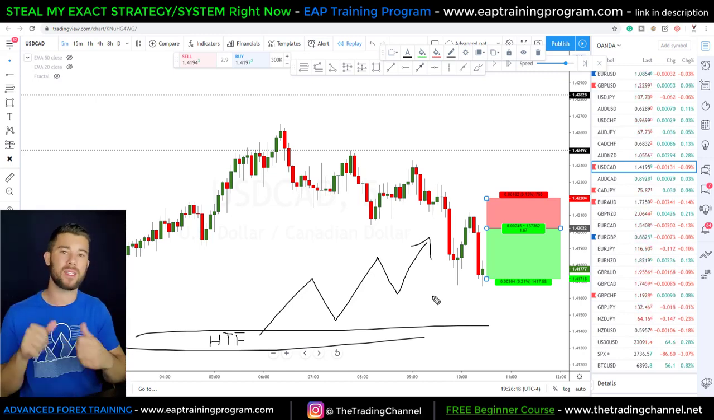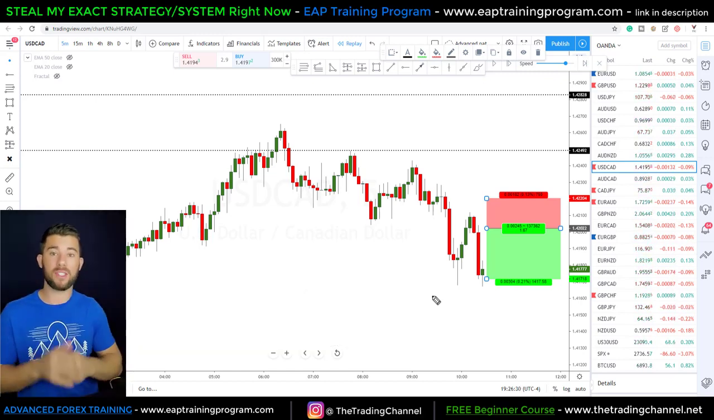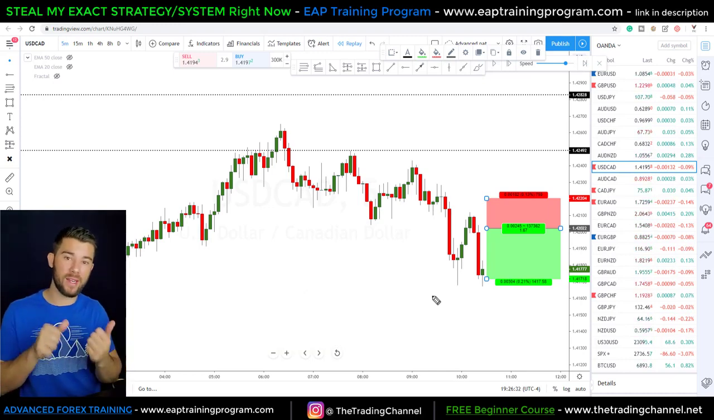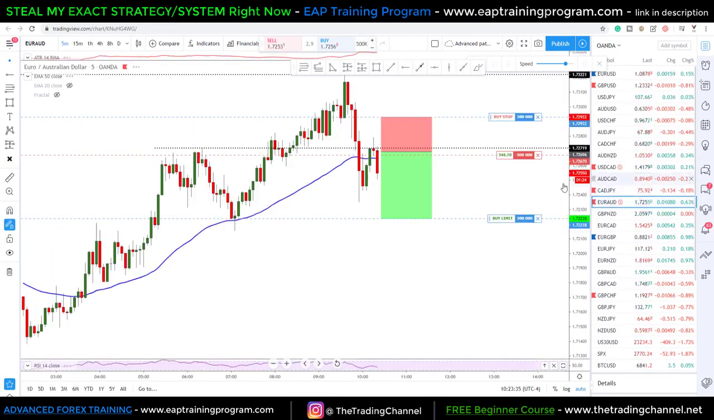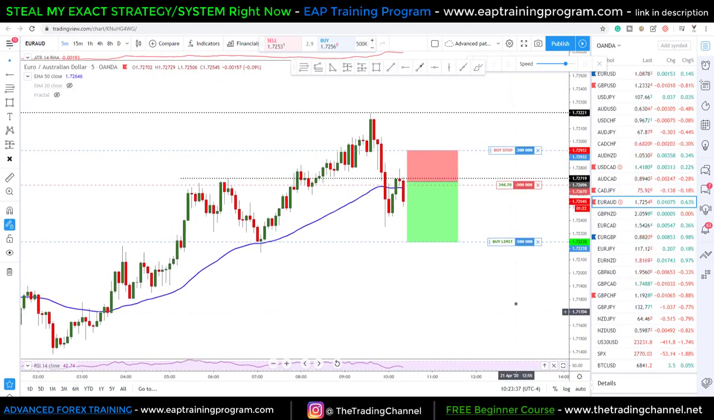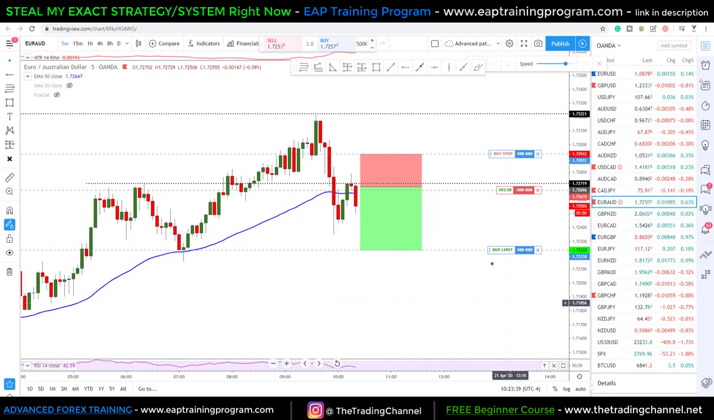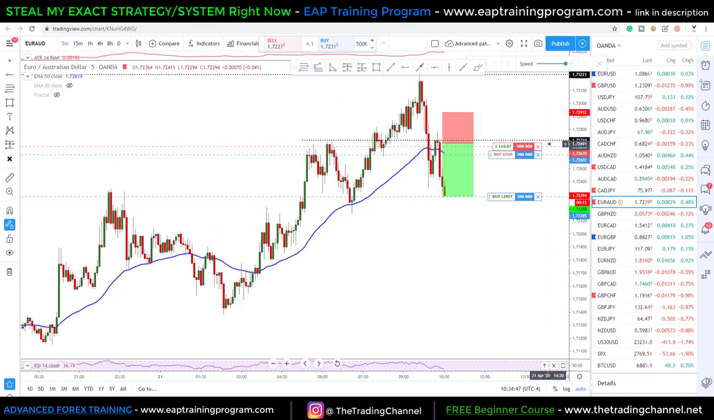Now, let's take a look at the second trade we had today, and that trade was on the Euro Aussie. Let's go ahead and take a look at that live trade right now. I have another trade here on the Euro Aussie that we just got involved in as well. These are both day trades, and I'm going to show you exactly how I got into them in just a second, but I wanted to show you the entries first. So I'll let you know how they play out.